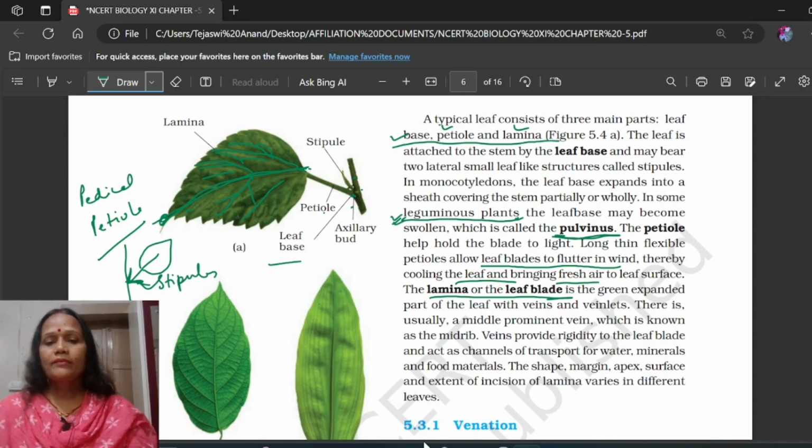The middle prominent vein is known as the midrib, you have understood midrib. Veins provide rigidity to the leaf blade and act as a channel of transport for water and minerals.